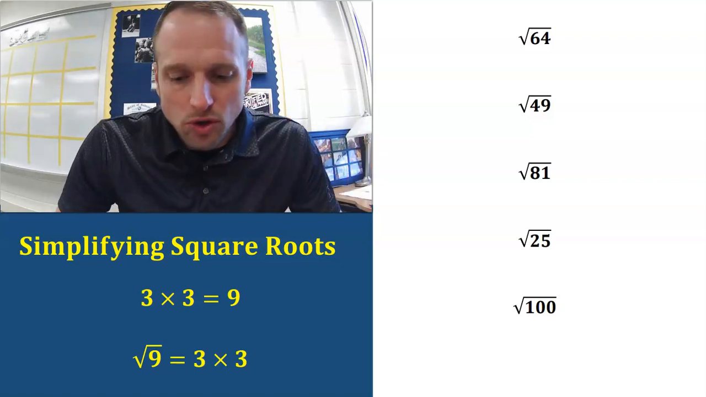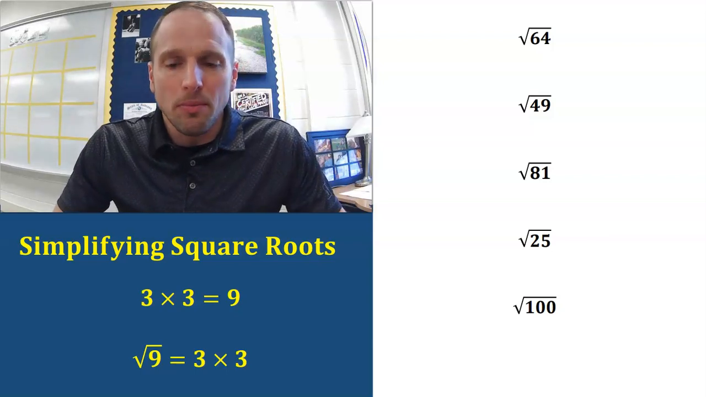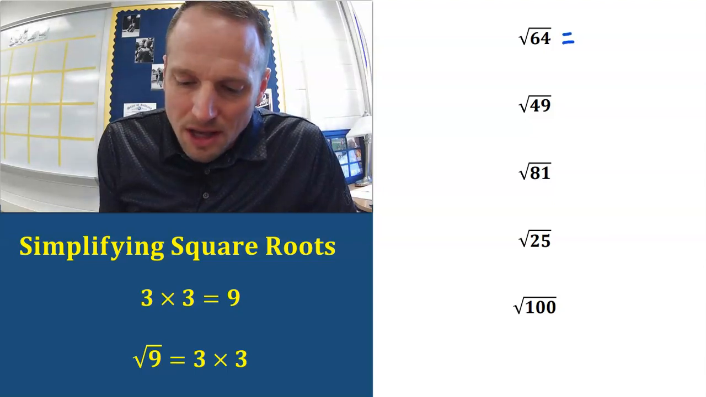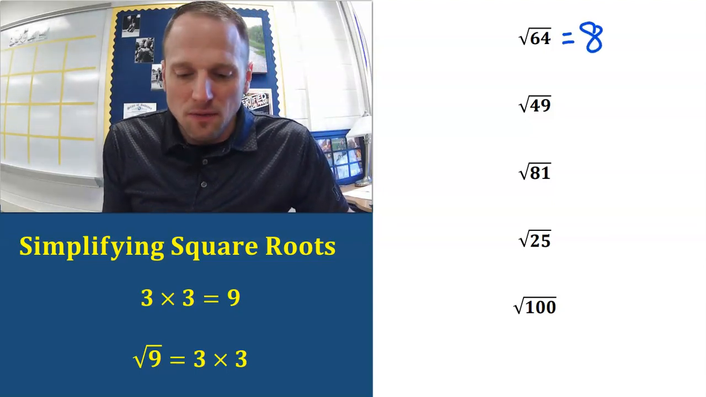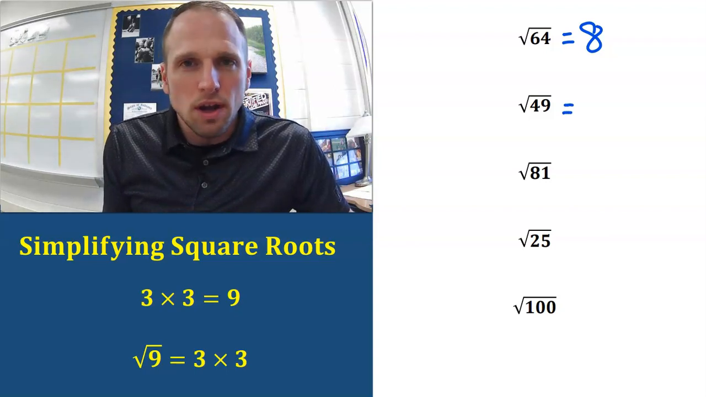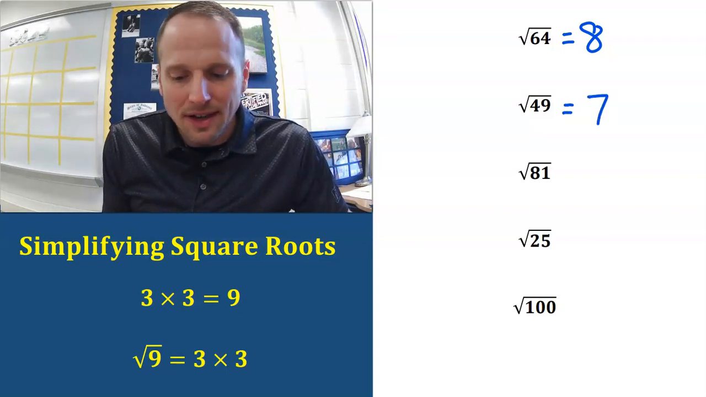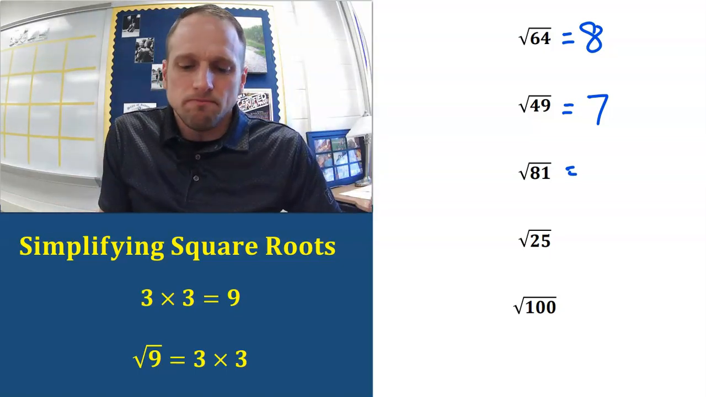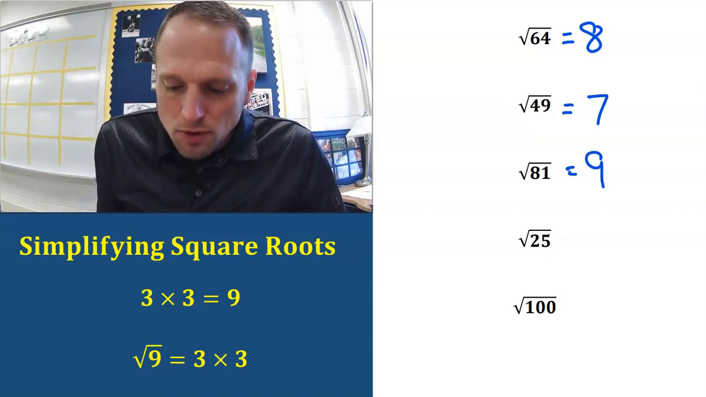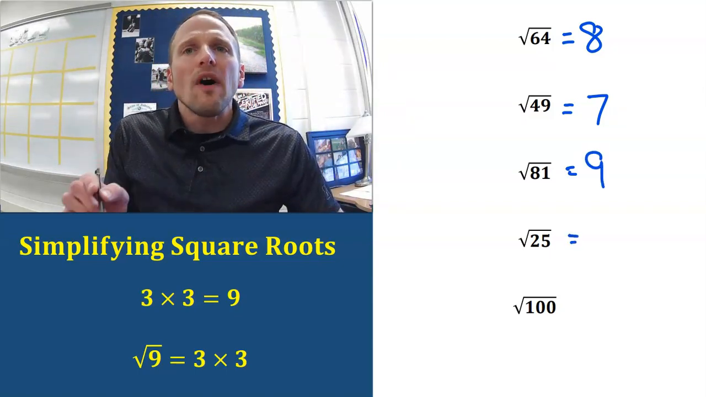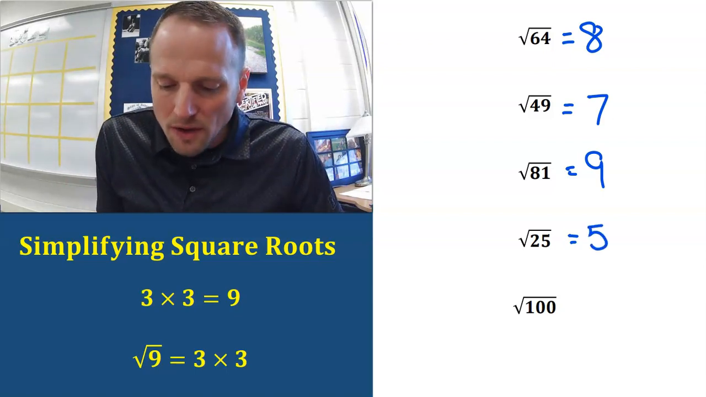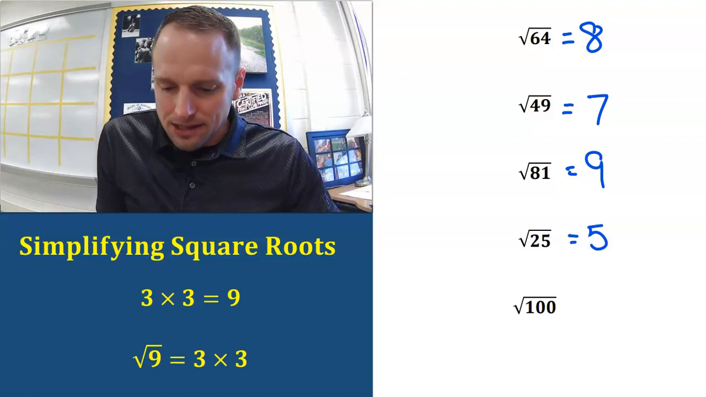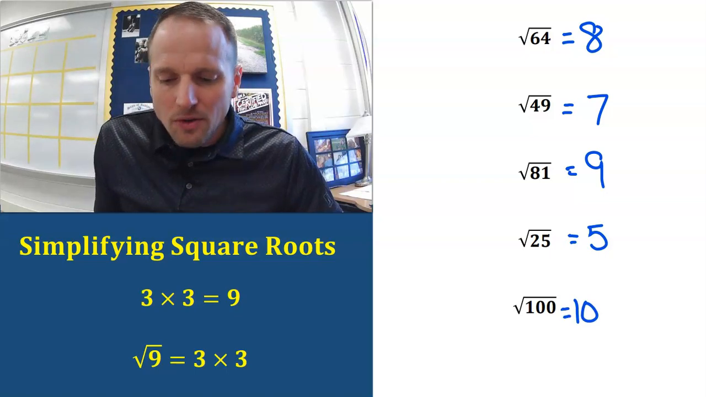Let's do some more square roots just to warm us up a little bit. The square root of 64, what times itself is 64? That's going to be 8. 8 times 8 is 64. Square root of 49 is what? That's going to be 7, because 7 times 7 is 49. Square root of 81? What times itself is 81? 9, right? Square root of 25 is 5, because 5 times 5 is 25. And the square root of 100, what times itself is 100? 10. So the square root of 100 is 10.